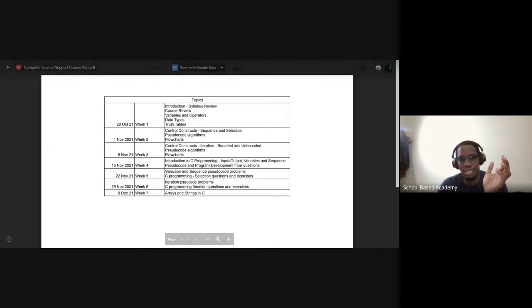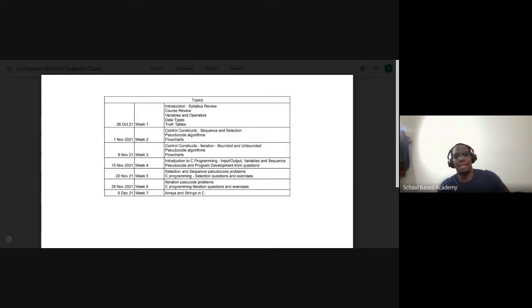All right, so this is for week 1, right? Week 2, we're into control constructs. We're going to talk about selection and sequence. We're going to introduce flowcharts and pseudocode algorithms. We're going to continue with a further control construct in week 3, bounded and unbounded iteration. We're going to do more flowcharts and pseudocode algorithms.